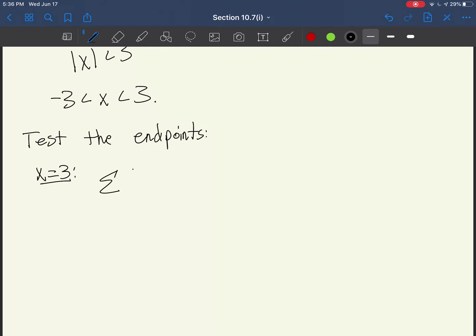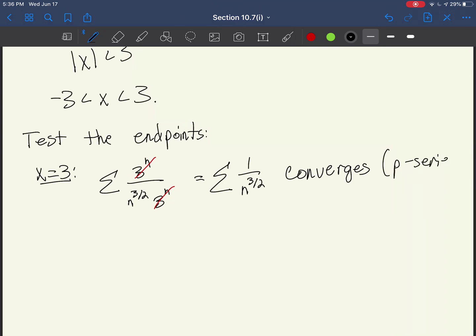So when x equals 3, that is the summation of 3 to the n divided by n to the 3 halves times 3 to the n. The 3 to the n's cancel. And we know that this converges because it's a p-series. So that means we are going to now include 3 in our interval of convergence.